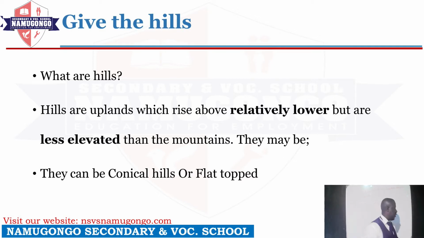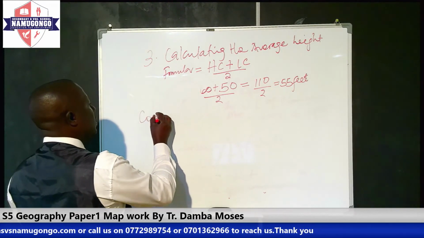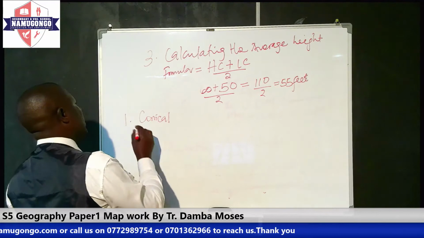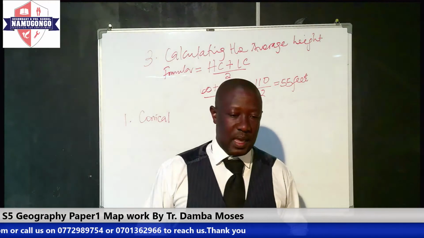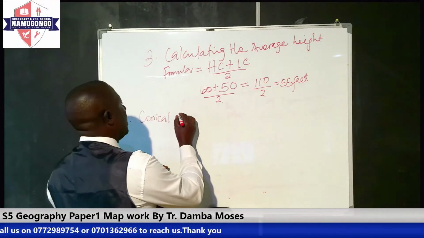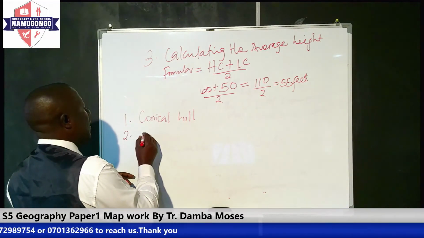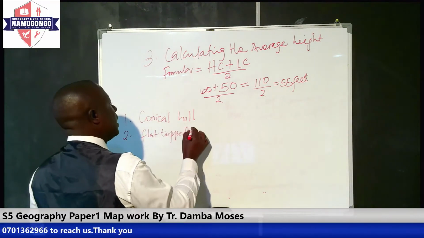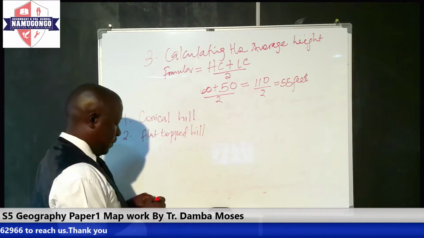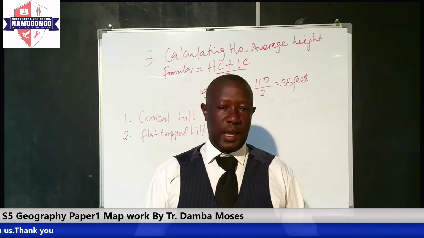Okay. And therefore, you can talk about the Conical Hills. The first type of hill, which may be on the map. It may be there, it may not be there. So the first type is a conical hill. Okay. The second one may be a flat-topped hill. Okay. How do you know that your map extract has a conical hill?